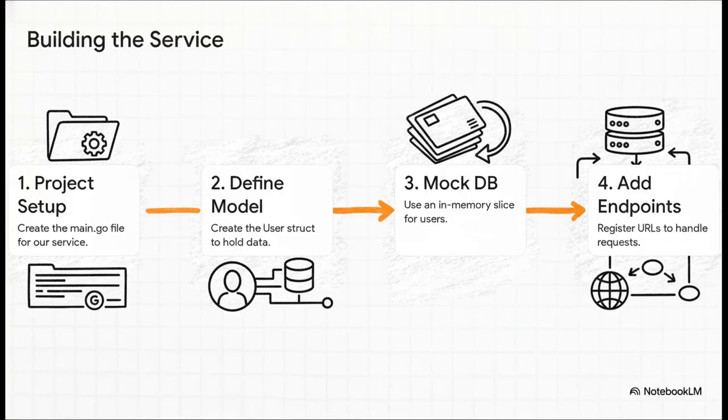We're going to follow 4 really clear steps. First, we'll set up our main project file. Then, we'll define what our user data actually looks like. After that, we'll create a simple list in memory to act as a fake database for now. And finally, we'll wire up the URLs so people can actually interact with our service.